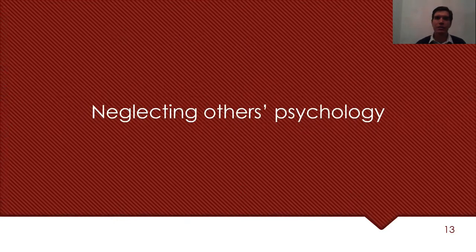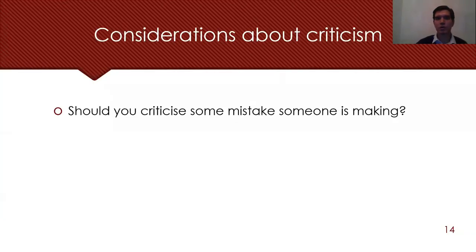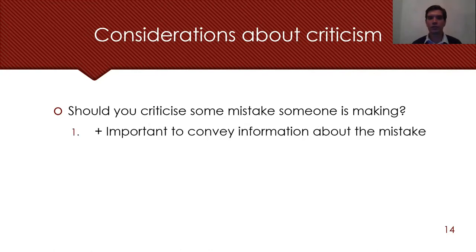So let's now turn to neglecting other people's psychology, because just like you can neglect your own psychological limits, you can also neglect other people's psychological limits and their emotions and their preferences. So let's look at an example of that. Suppose that you're considering whether to criticize some mistake that someone is making. What are the considerations here for and against? Well, the most obvious consideration maybe is that it's important to convey information about this mistake. Because if they don't learn about the mistake, how could they address it? So that's the consideration that first comes to mind, probably.